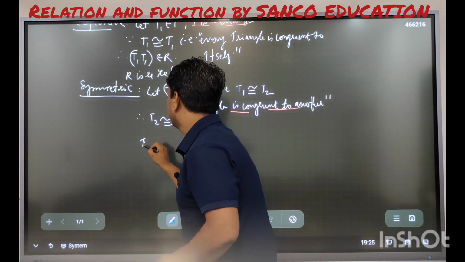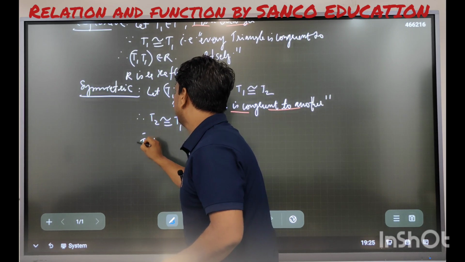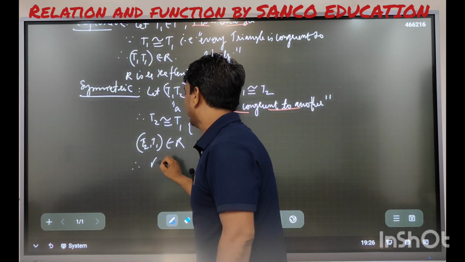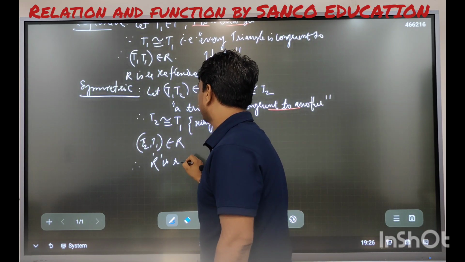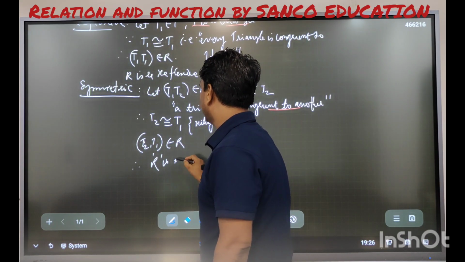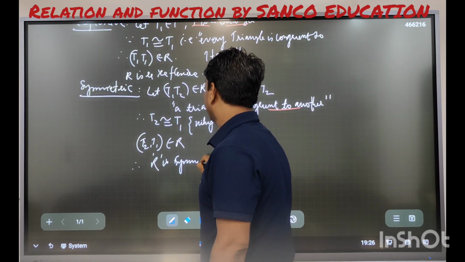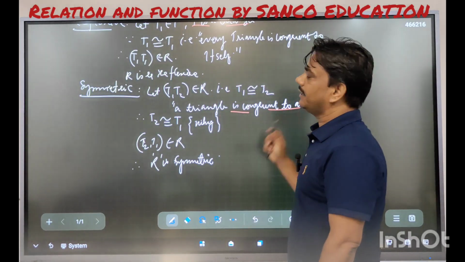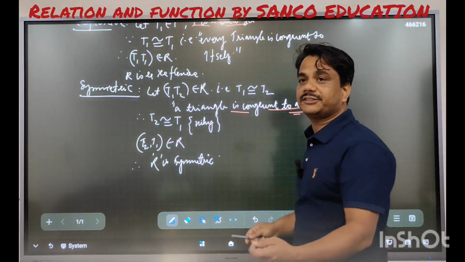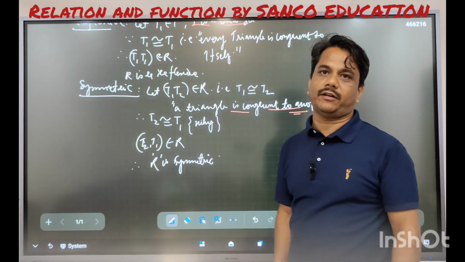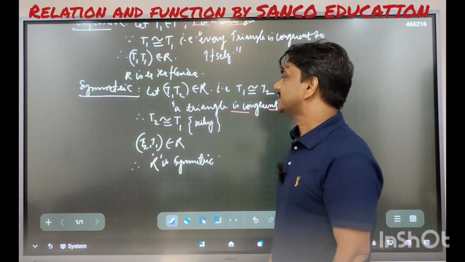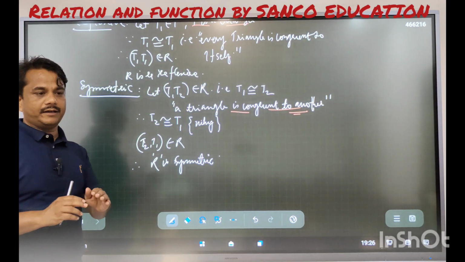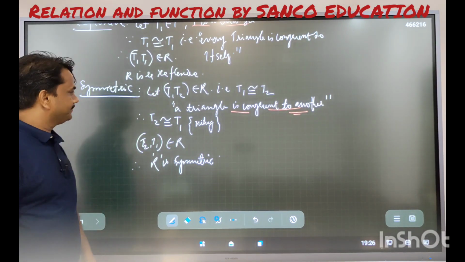That's why what could be written here is: T2 and T1 belong to R. Therefore, R is symmetric. R is symmetric. This is the way of writing that here. The verbal expression could be written according to your knowledge of language. But the operator sign "therefore implies that" is to be placed properly everywhere.